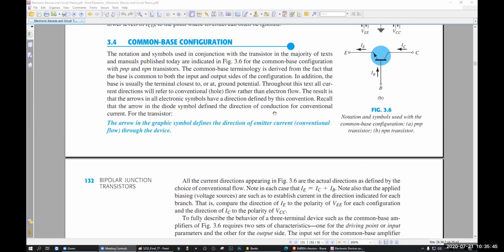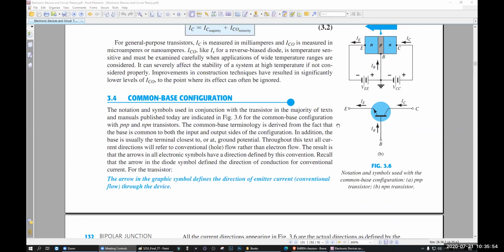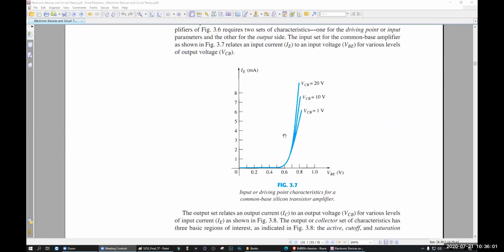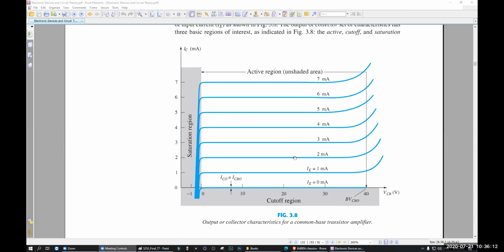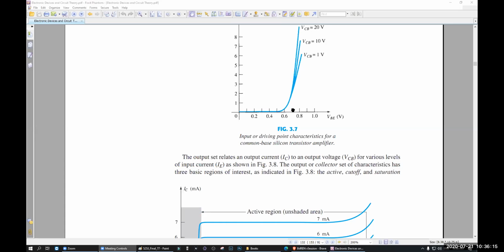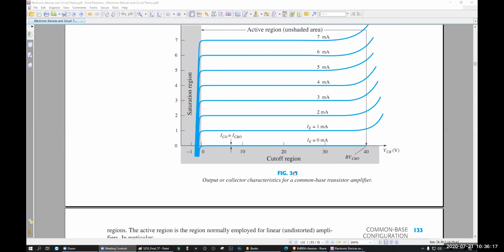Okay. Now there are many configurations by which you can connect your transistor. One configuration is common base configuration. Common base means this is a common base configuration. Here, the base is common. And this is the input or driving characteristics for common base configuration. This was the characteristics from the silicon diode, you can see it. This is the input or driving characteristics. This is the output characteristics.